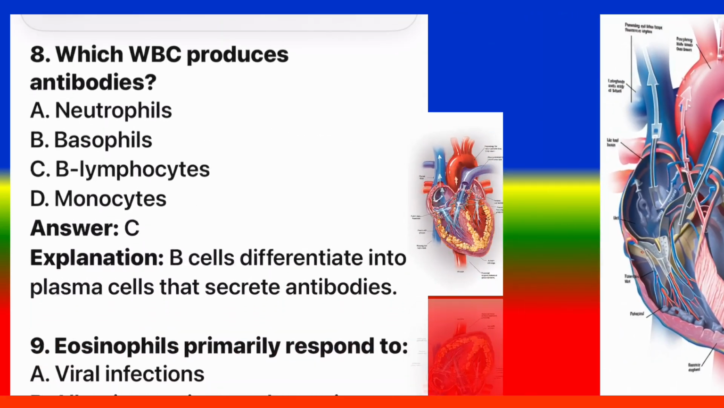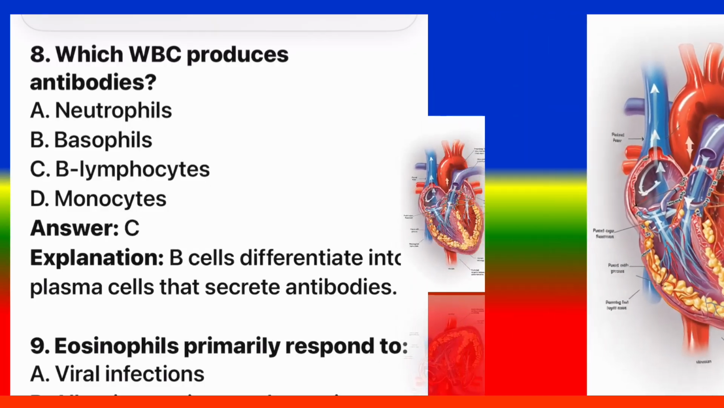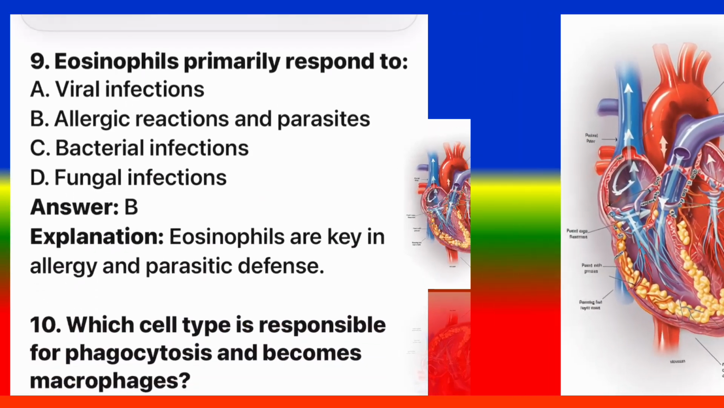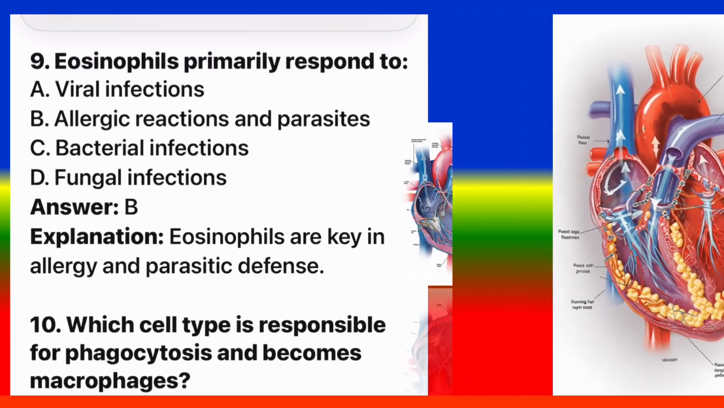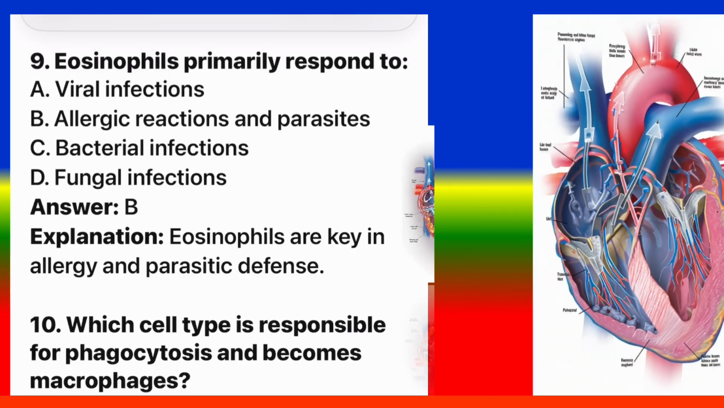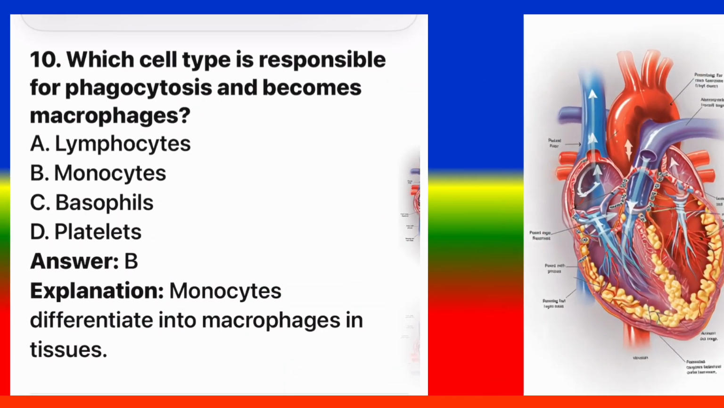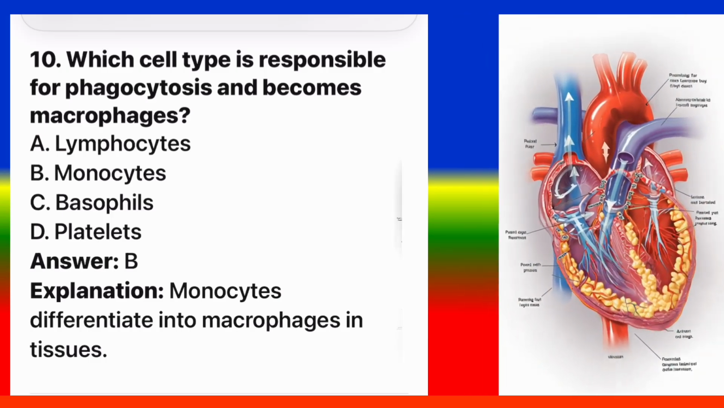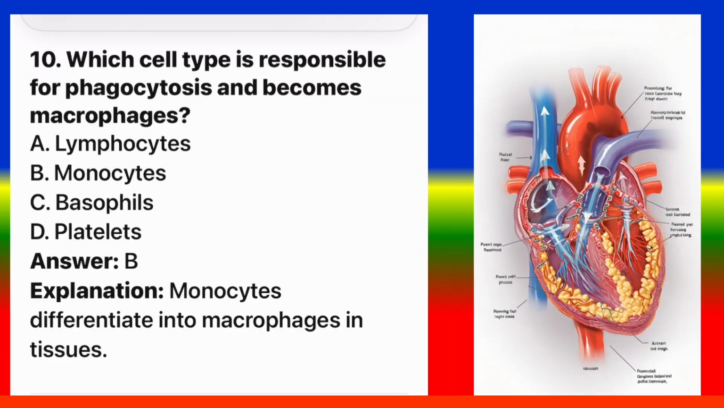8. Which WBC produces antibodies? A. Neutrophils, B. Basophils, C. Lymphocytes, D. Monocytes. Answer C. Explanation: B cells differentiate into plasma cells that secrete antibodies. 9. Eosinophils primarily respond to A. Viral infections, B. Allergic reactions and parasites, C. Bacterial infections, D. Fungal infections. Answer B. Explanation: Eosinophils are key in allergy and parasitic defense. 10. Which cell type is responsible for phagocytosis and becomes macrophages? A. Lymphocytes, B. Monocytes, C. Basophils, D. Platelets. Answer B. Explanation: Monocytes differentiate into macrophages in tissues.